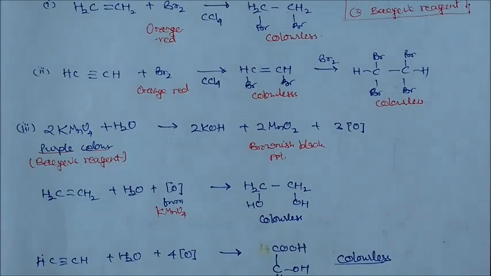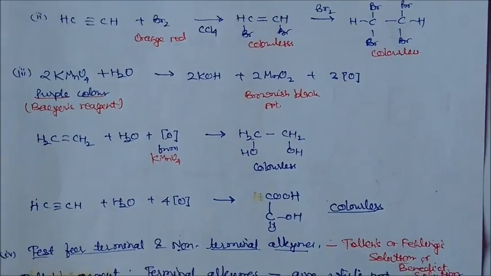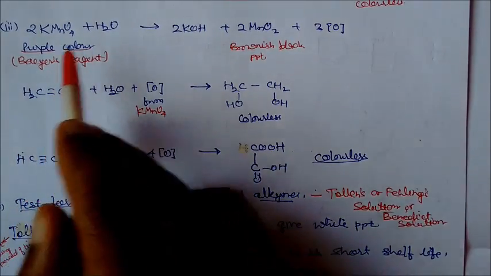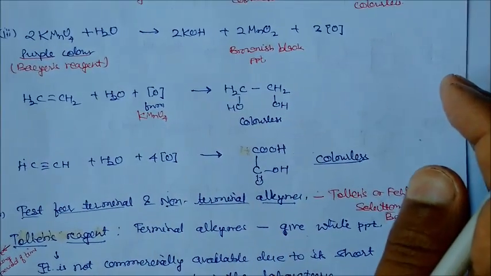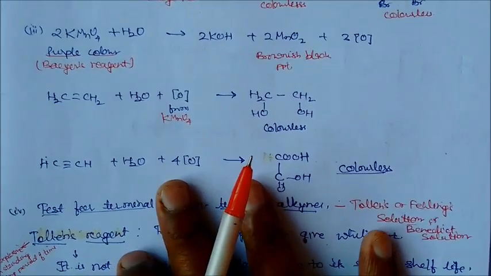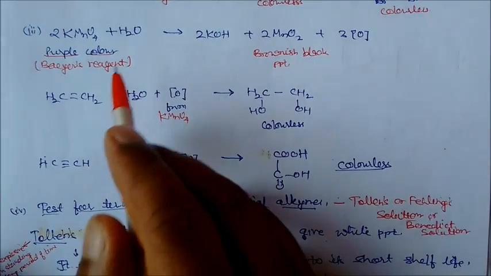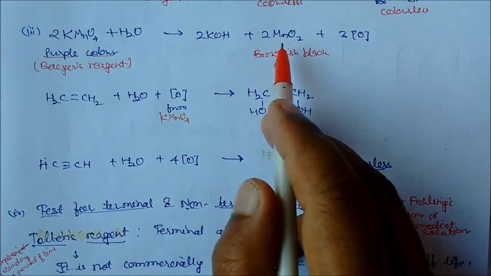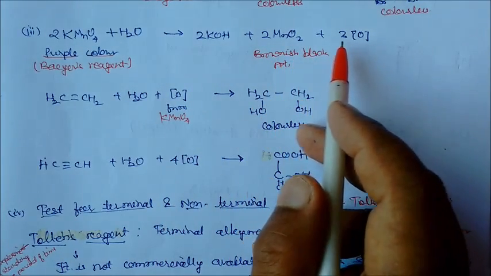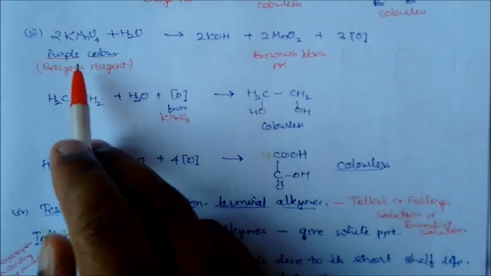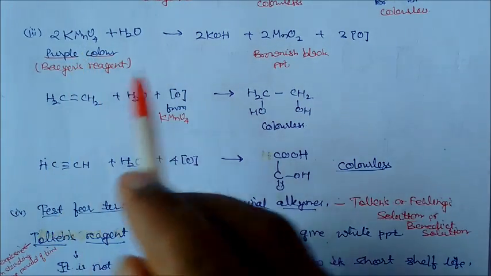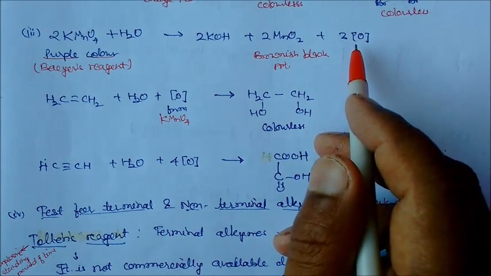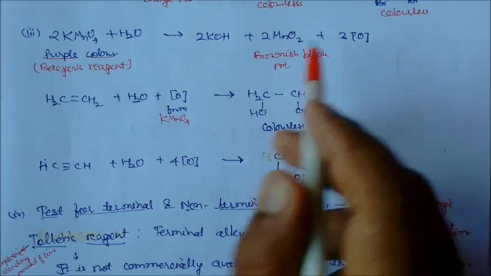Next we can use the KMnO4 solution. KMnO4 is Baeyer's reagent. You can see this KMnO4 is Baeyer's reagent. So this will also give the unsaturation test. First, this is reacted with water. So it will give you potassium hydroxide and MnO2, and nascent oxygen is released. This purple color of the KMnO4 is converted into a brownish black precipitate, and nascent oxygen is released. This nascent oxygen can attack the alkenes and alkynes.